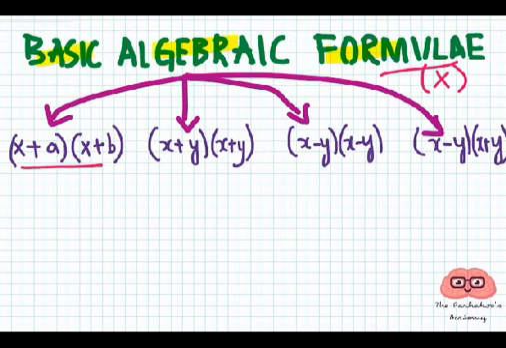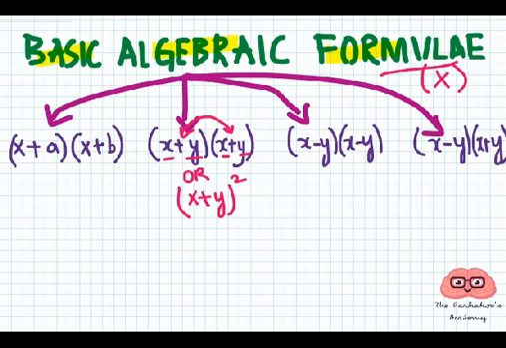Case number one is when two expressions are multiplied such that their first term is the same and the second term is different, and having plus in both the terms. The second scenario is when the first and second term in both the brackets are the same and there's plus in both the brackets, or you can rewrite it as x plus y whole squared.